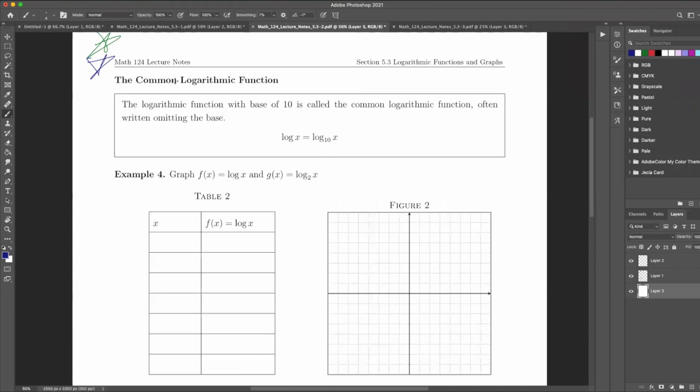All right, so here we have the common log function. Log base 10 is called the common log. It's often omitted by writing the base, so log base nothing is often log base 10. Okay?